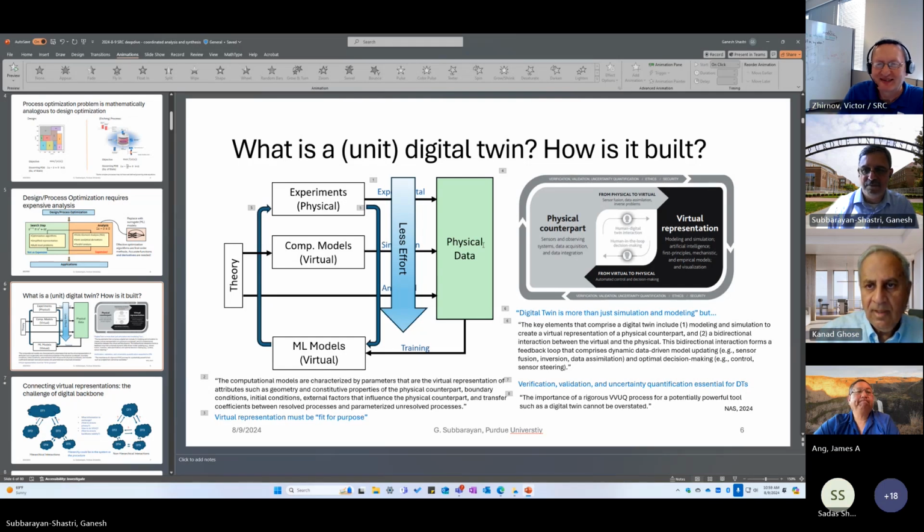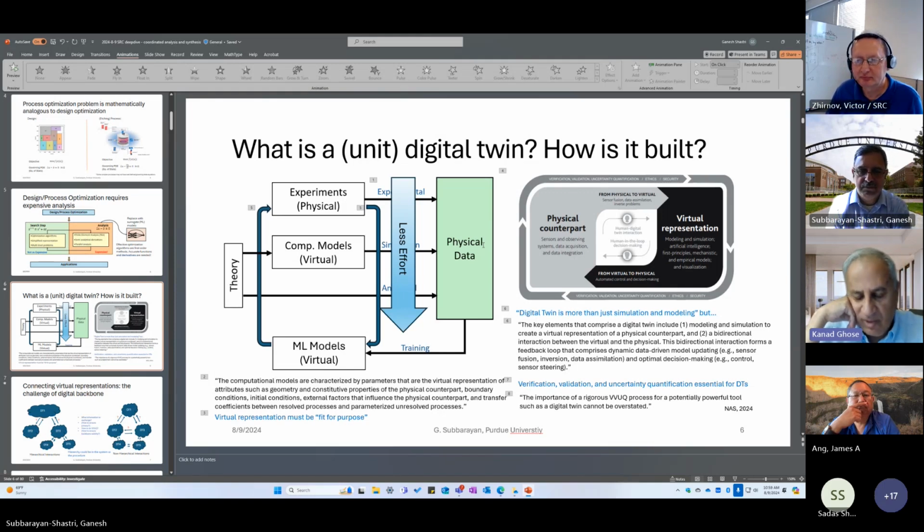Kanad? Ganesh, fantastic presentation. Thank you for bringing up the importance of the computational models in digital twinning. One quick comment: the continuous exchange between the physical model and the virtual model, and the physical counterpart, is not necessarily continuous. In many cases, you may reach a convergence, and that exchange may no longer be necessary. The only place where it's necessary is to track deviations, right?